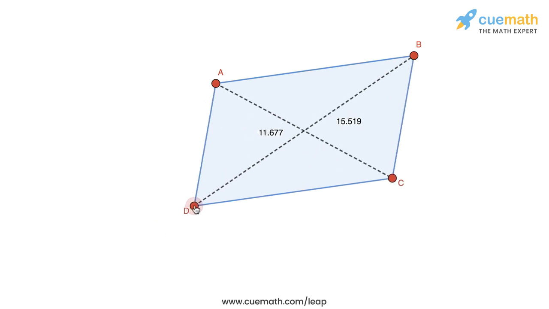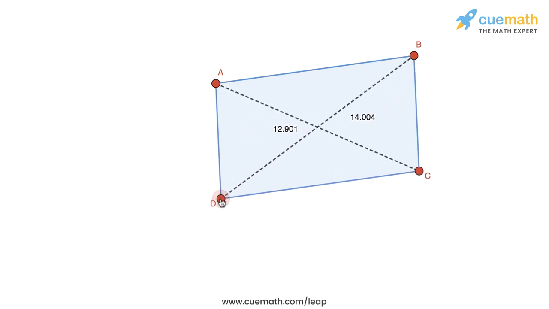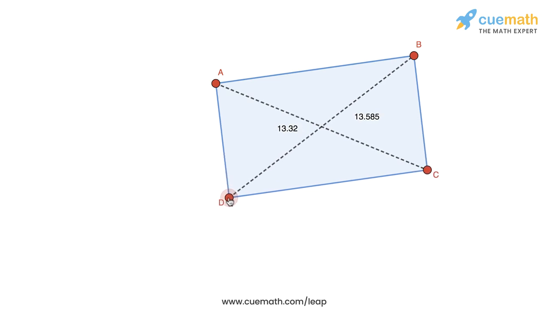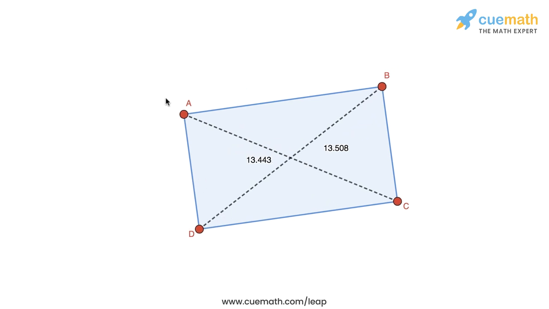But if they are equal, so once again let me try and make them equal. So you can see now that at about 13.4, both AC and BD have roughly the same length in this configuration. So you can see that ABCD looks to be a rectangle. So this is the idea that we have to prove in this problem. So let's do that now.